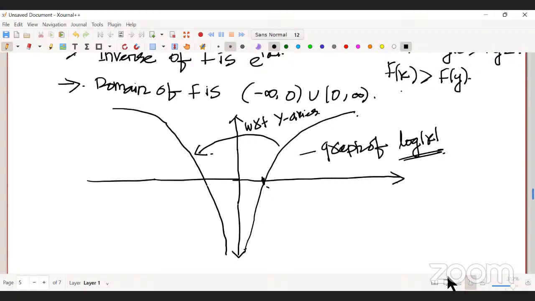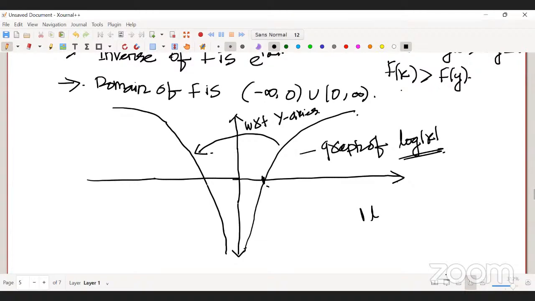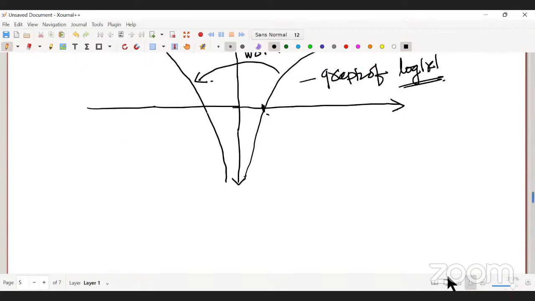Sir, what is the graph of mod of ln x here? Mod of ln x. What is the domain of mod of ln x? Sir, minus infinity to 0 and 0 to infinity. Why? What is the value of this function at -1? Sir, ln of -1 is not defined. Then the domain is 0 to infinity. All positive numbers, excluding zero.